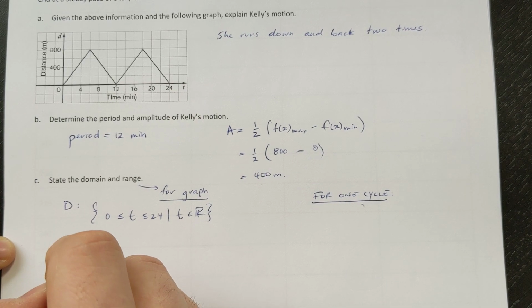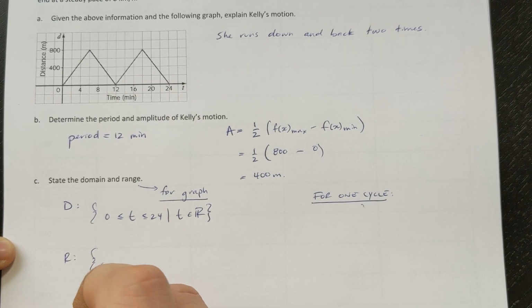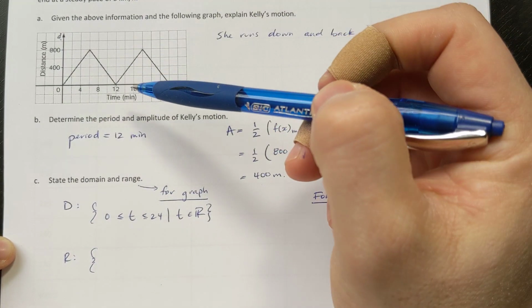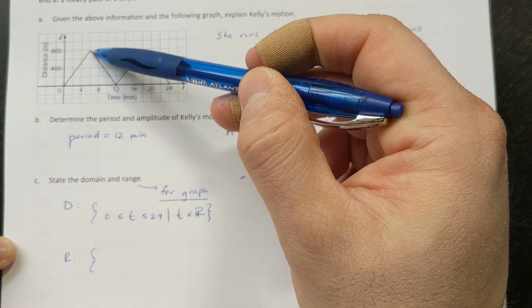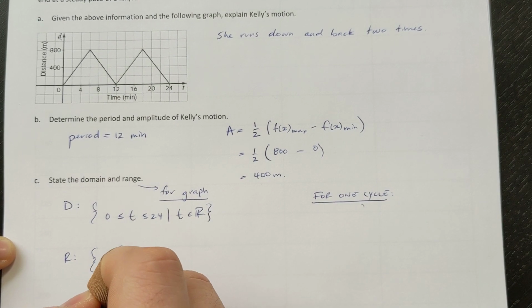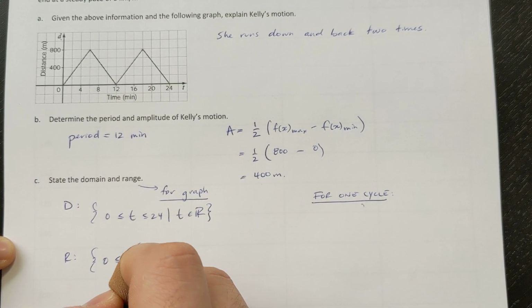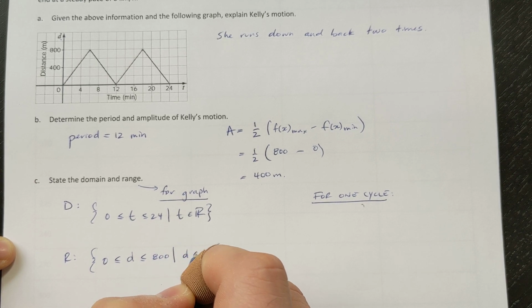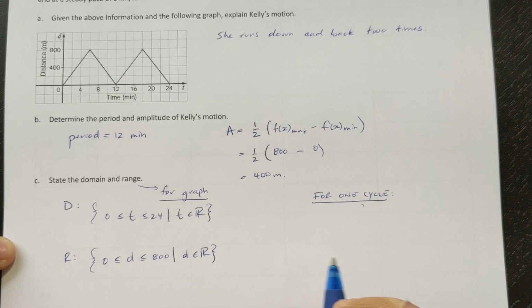And then my range is, as we can see here, it's in D, right? So it goes between 0 and 800. So 0 is less than or equal to D, which is less than or equal to 800, where D is an element of real numbers.